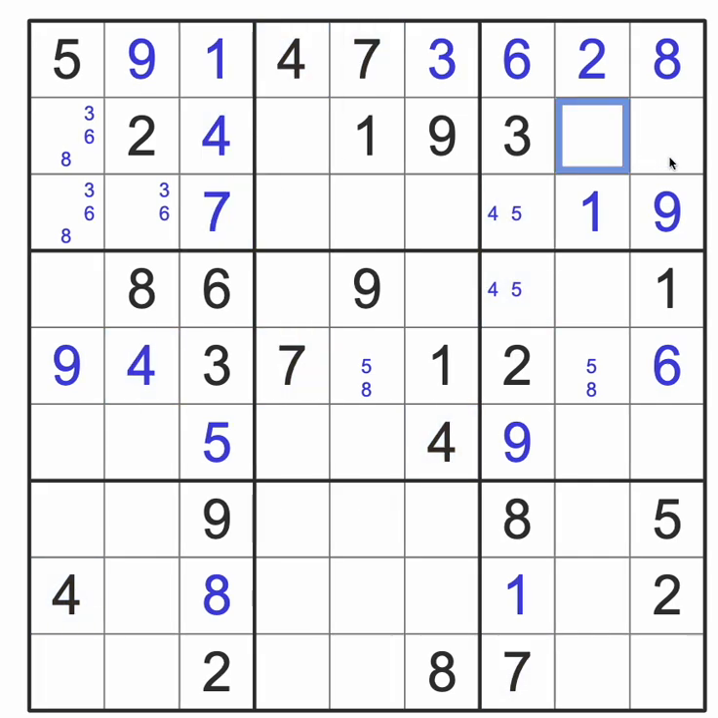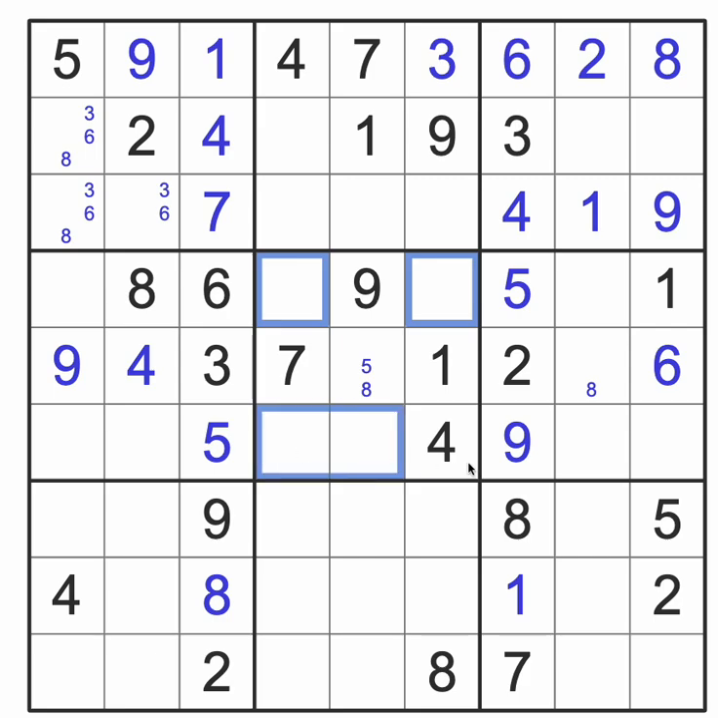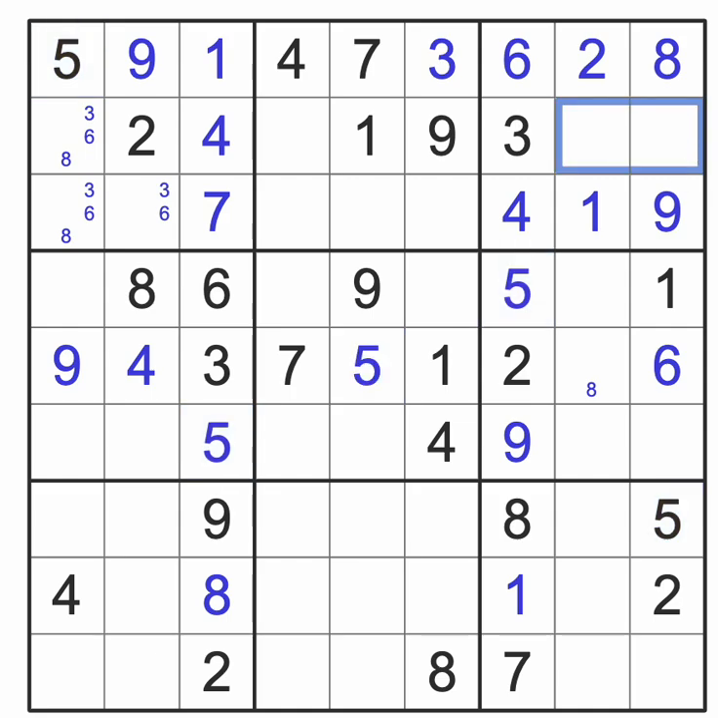This 4 blocks these. So 4 has to use this cell in box 3. That gives me 5 here. 5 blocks these. This 5 in box 4 blocks these. Gives me 5 here. And these are 5 and 7 double. And 5 in box 9 makes this cell 7.